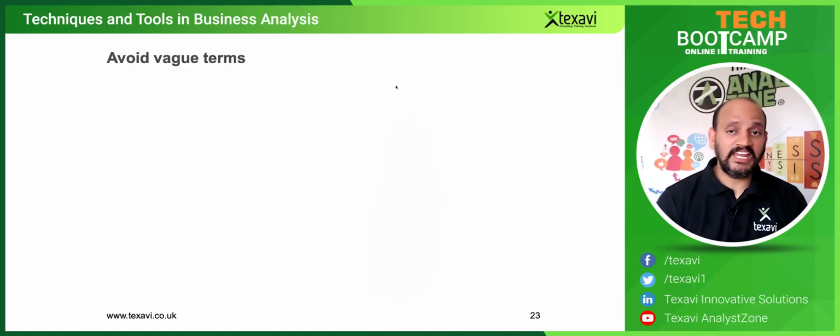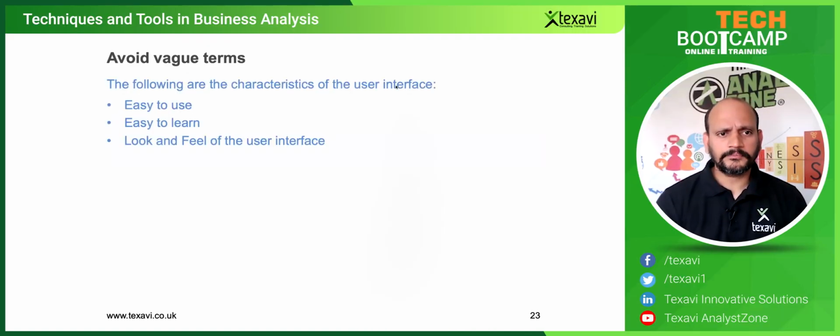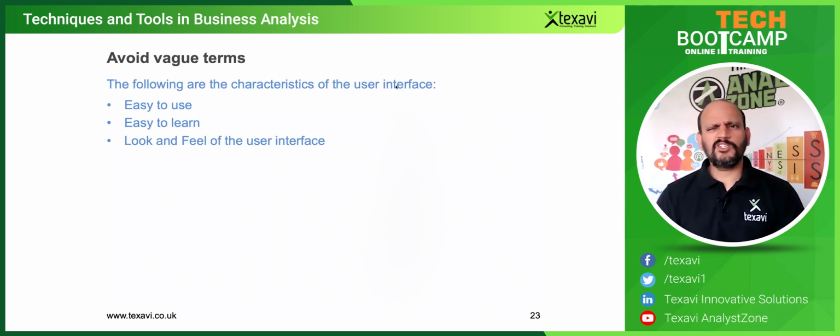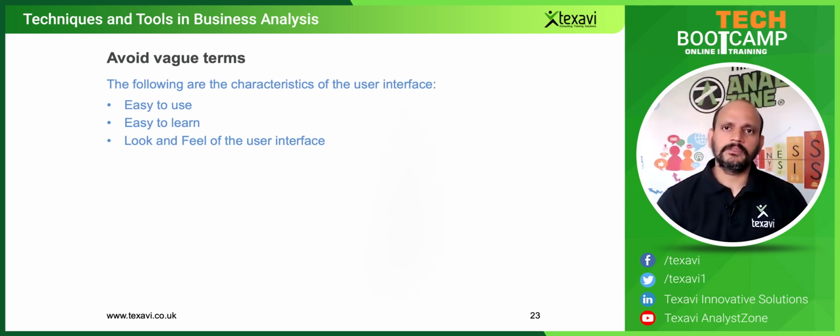And avoid vague terms. Very, very important. Easy to use. It should be easy to use. I would like to have this application easy to learn for new users. What does that mean? What is look and feel? It should have a great, simple look and feel. I want this application to be simple to look at for users. So what does that mean? Can you give me an example?